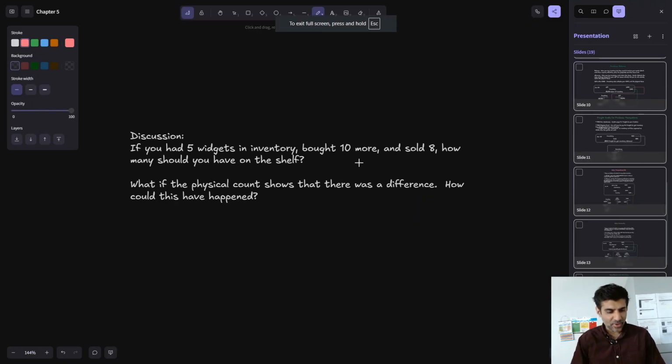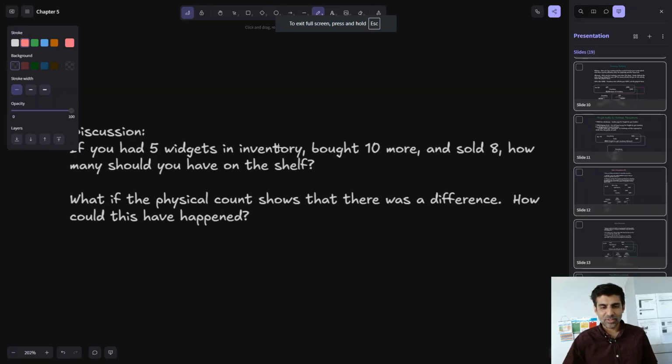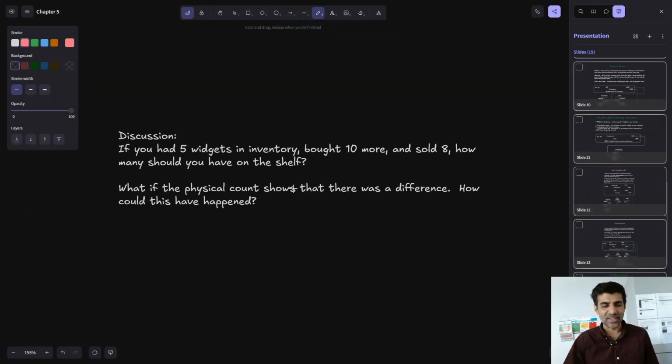So let's finish off here. Okay, here's a street smart question. I gave you a little hint, okay? If you had 5 widgets in inventory, you bought 10 more and sold 8, how many should you have on the shelf? And if you went to the shelf and counted and it was different, why could that be? So take a minute, think about it. You can talk to your neighbor, ask them what they think.